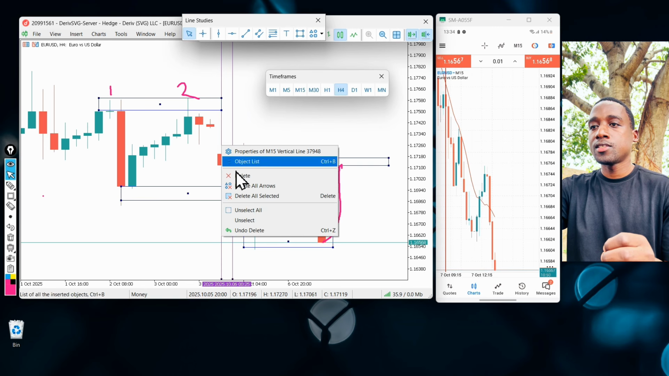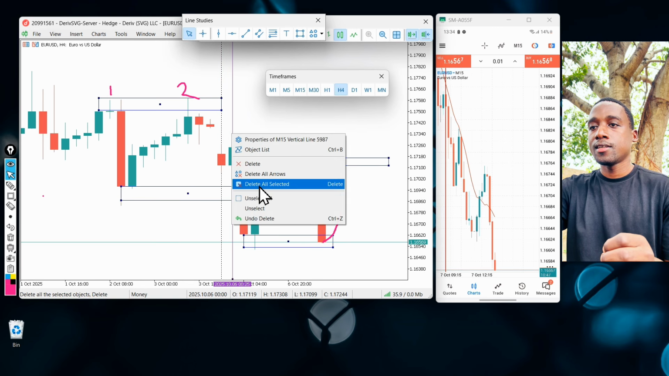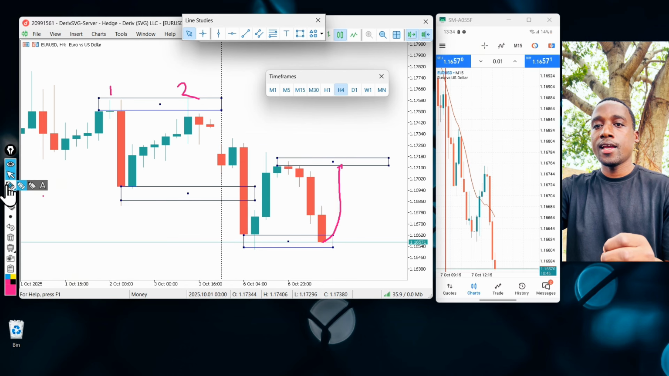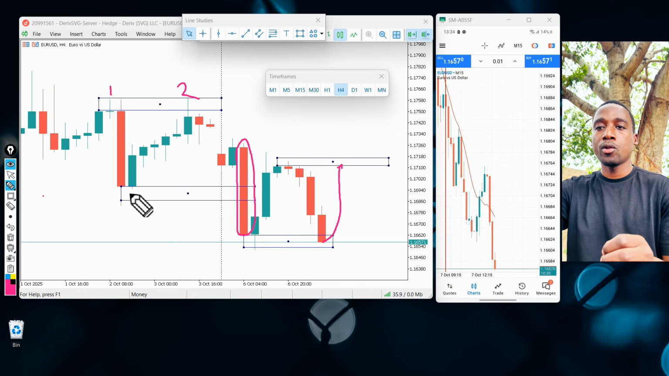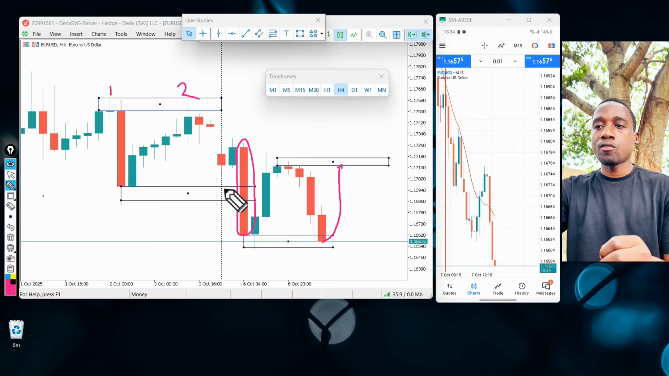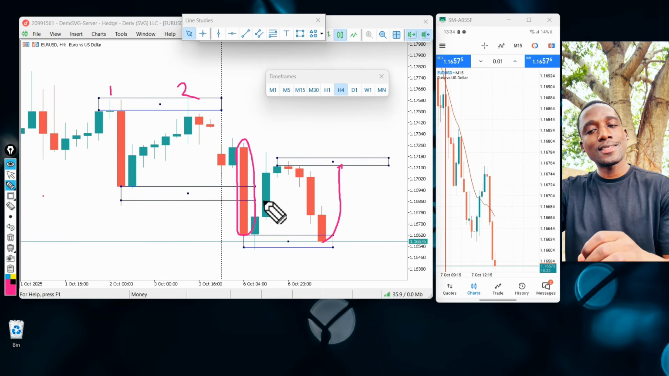Let's actually remove these vertical lines. Remove these vertical lines. And this is what we have. This is no longer a bounce off because this red candlestick closed below this box. It's no longer what? A bounce off. Now, this is what? This is a break.